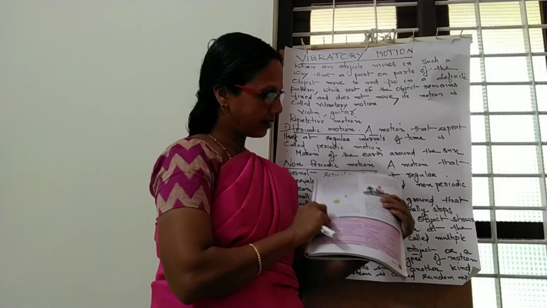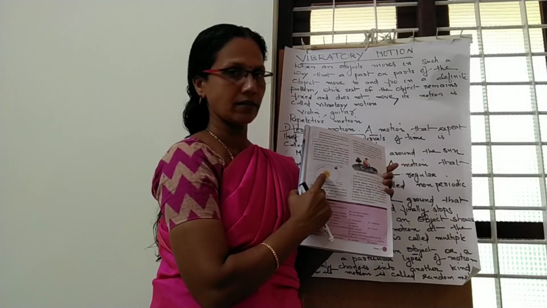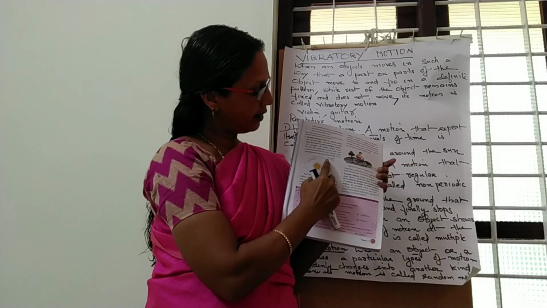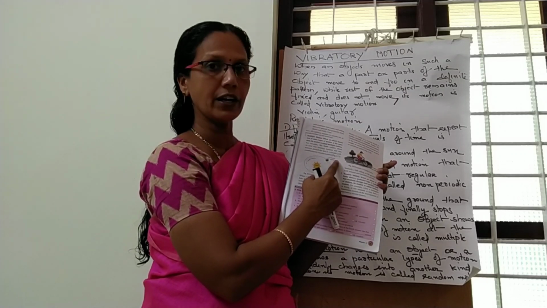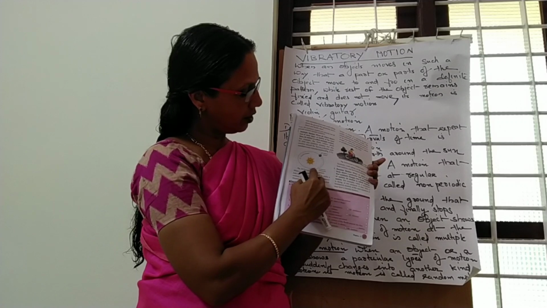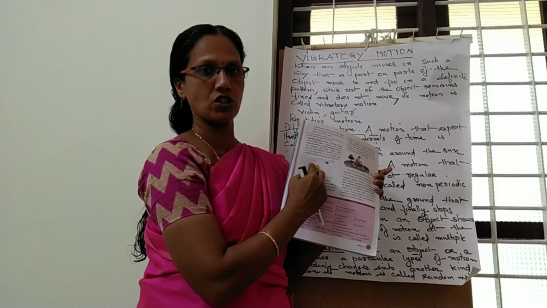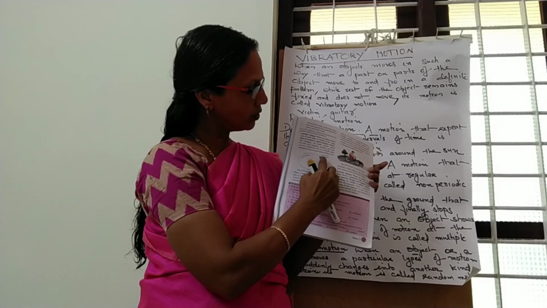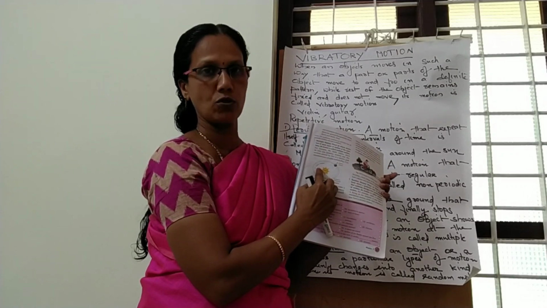Look at the same picture: the earth revolves around the sun. The earth rotates on its own axis, which is called rotatory motion. And it also revolves around the sun, which is a type of circular motion. At the same time, it has two motions, rotatory motion and circular motion.